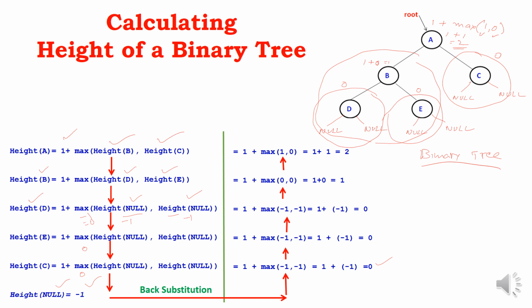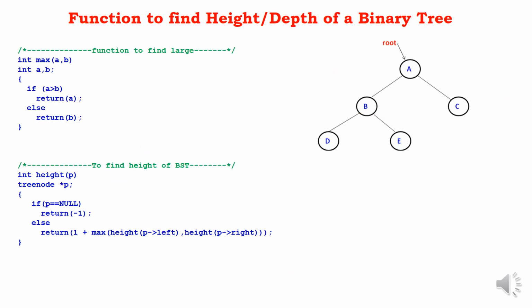Then the base case is if we are going to find height of a null node or null tree or empty binary tree, which is minus 1. Height of a leaf node is 0. Height of null tree is minus 1. Then height of any other node is 1 plus maximum of height of its left subtree comma height of its right subtree. Let me explain the function to find height or depth of a binary tree.